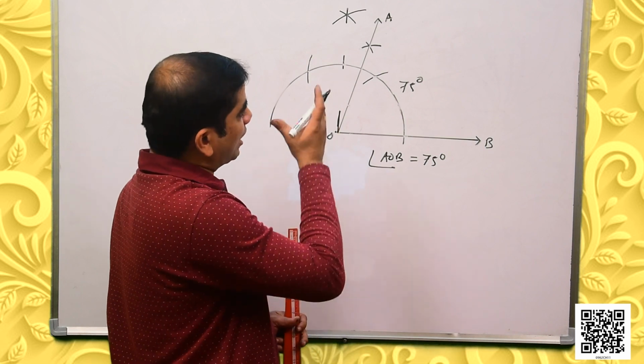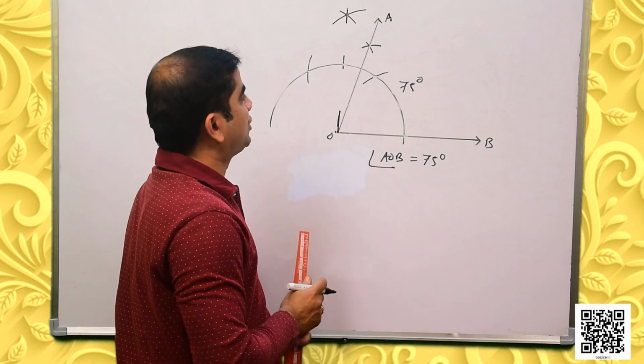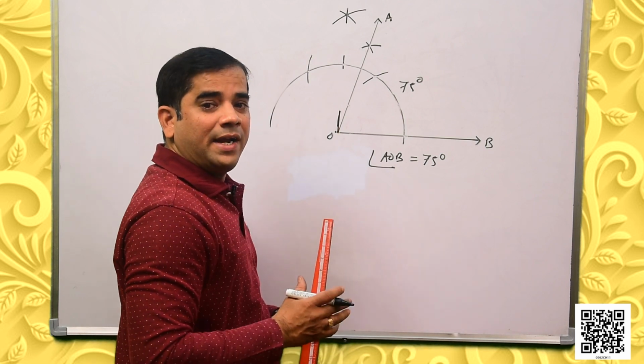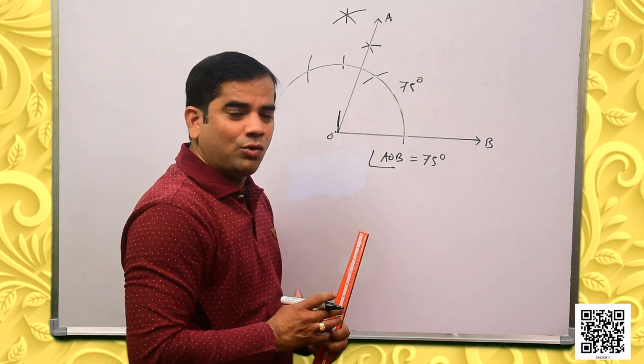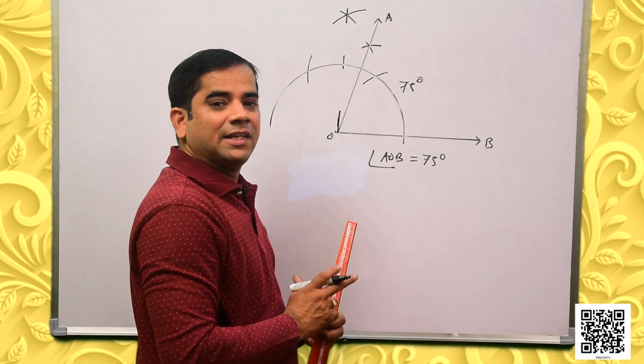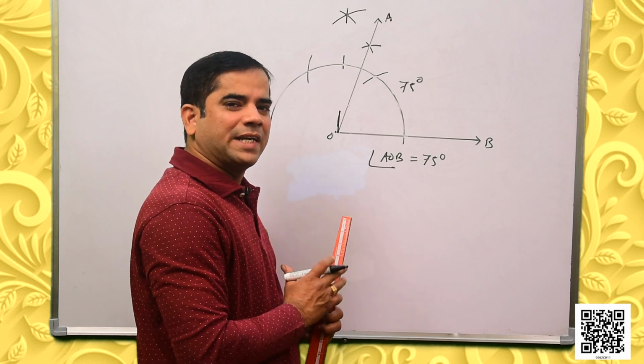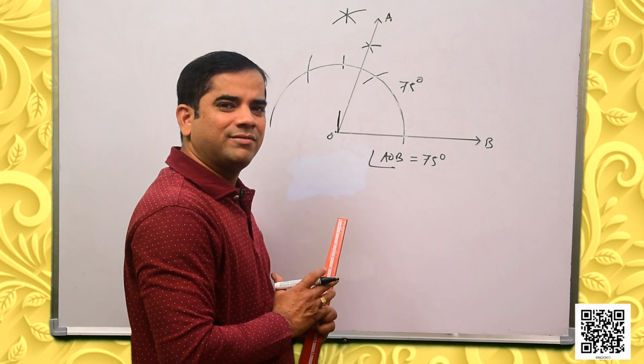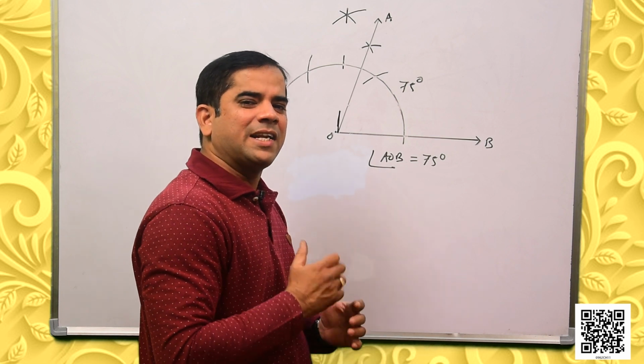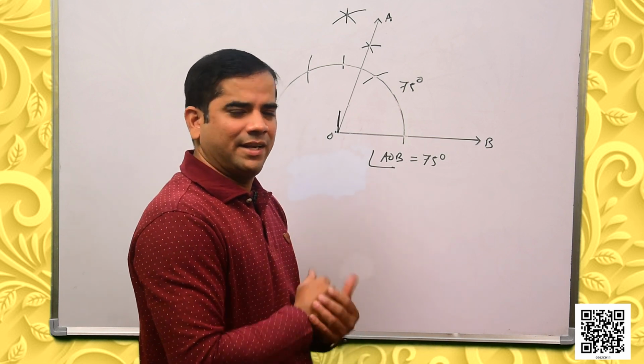Okay. So when you construct by following this procedure and when you measure the angle value, you will definitely get the value to be 75 degree. Okay. Hope you understand the procedure for this construction. Now students, let us go for 105 degree.